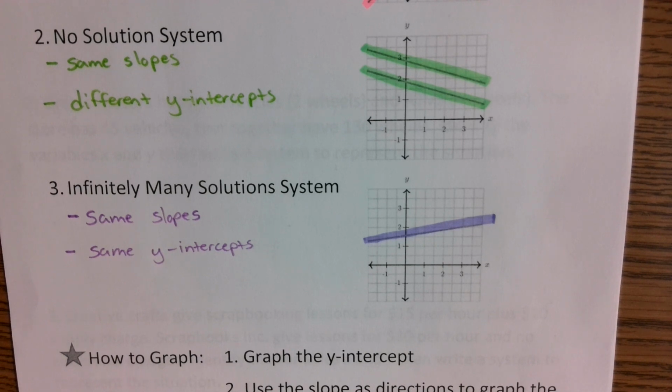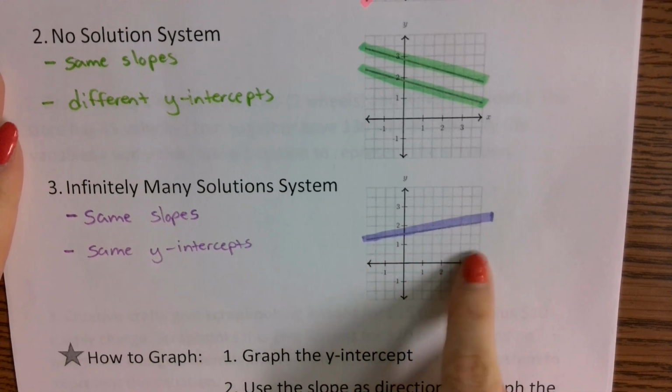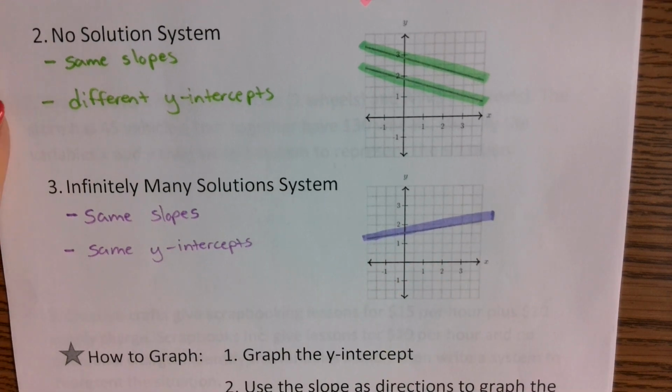Now, typically speaking, when we have them written as a system, maybe one of them might be written in slope-intercept form and the other one is not. So visually, when you're looking at the equations, you might not see that they are the same. But once you graph it, you'll be able to tell that they are identical.